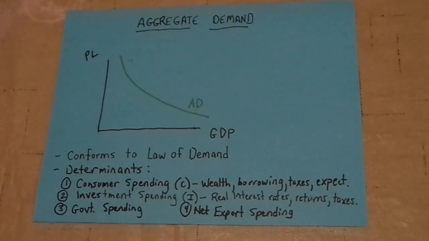The determinants of aggregate demand, the things that cause aggregate demand to change, are consumer spending, which is C from GDP, investment spending, which is I from GDP. Consumer spending is affected by consumer wealth, the ability of consumers to borrow, real taxes that consumers have to pay, and consumers' expectations. Meanwhile, investment spending is affected by real interest rates, returns on the investment, and business taxes. Government spending is also a determinant of aggregate demand, as is net export spending.